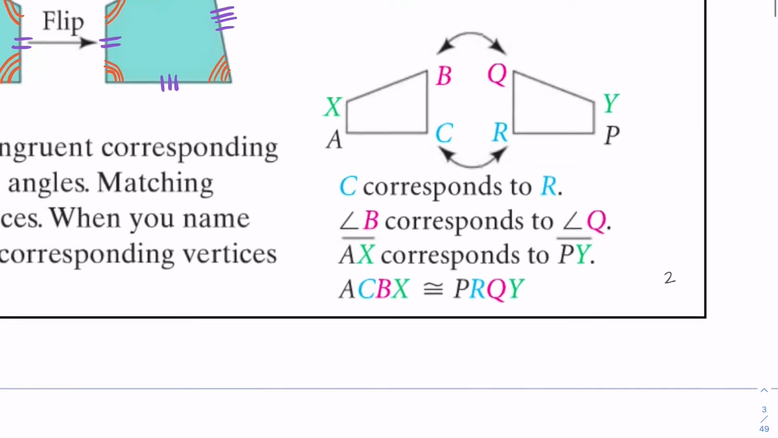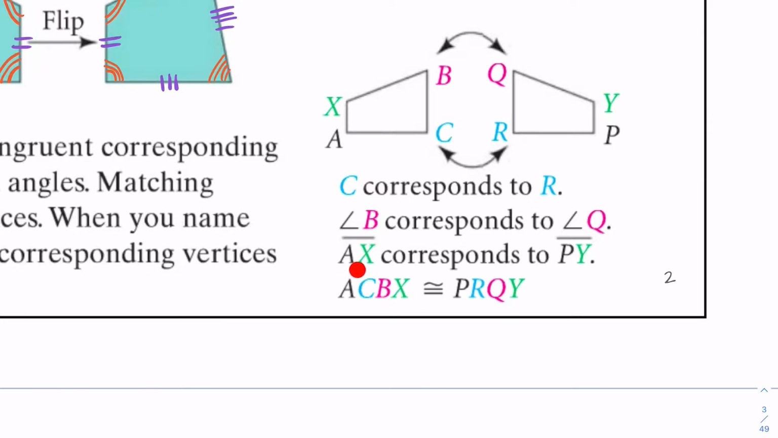So we should go in order when we do A, C, B, X. That has to be congruent to P, R, Q, Y. You don't get the option of mixing and matching. A in black, C in blue, B in pink, and X in green have to match P in black, R in blue, Q in pink or red, and then Y in green, which is why this order matters.